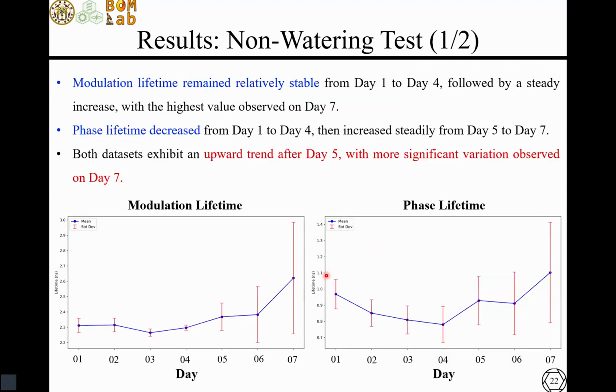And this is the second result, for the no-watering test. The left-hand side is the result from modulation lifetime, and the right-hand side is the phase lifetime. You can see that in the first 4 days, the modulation lifetime almost gave us a very stable result, consistent with the previous result we showed for no watering of tomato plants. We can only detect the result after day 5. Similarly, phase lifetime has a significant difference after day 5, but can still slightly tell the lifetime difference in the first 4 days.